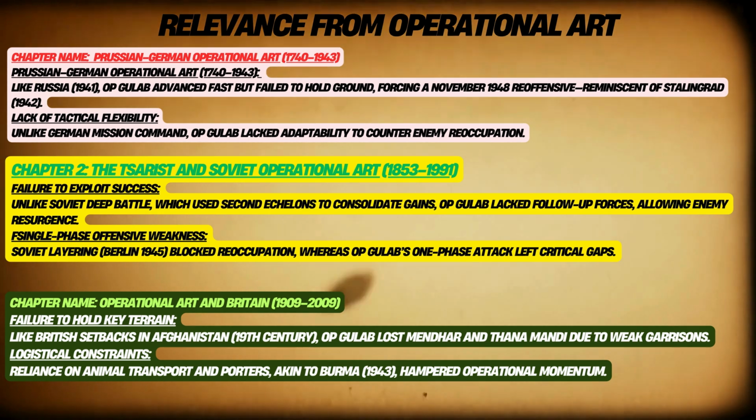poor defensive planning. Logistical constraints. Heavy reliance on animal transport and porters, much like the Burma campaign, 1943, slowed momentum and hampered operational effectiveness. Dosto, this is why securing gains and maintaining operational flexibility is key. Learn from history, apply the lessons, and win the battle before it begins.